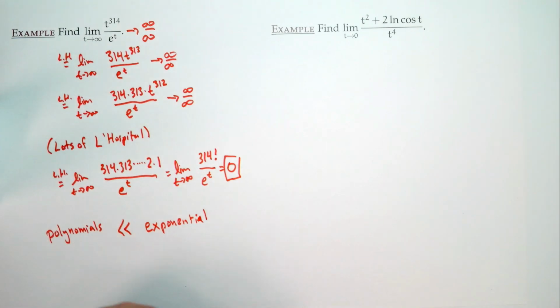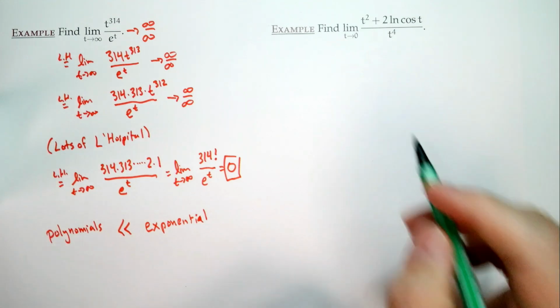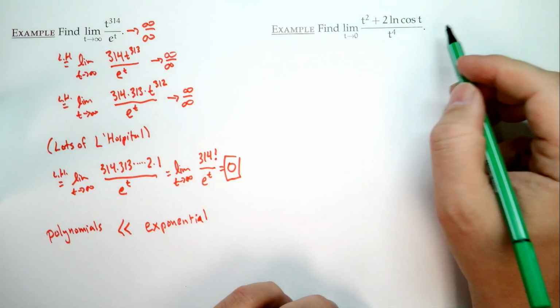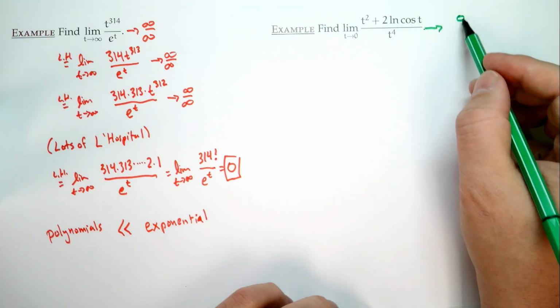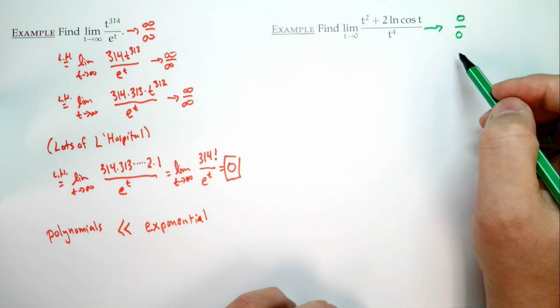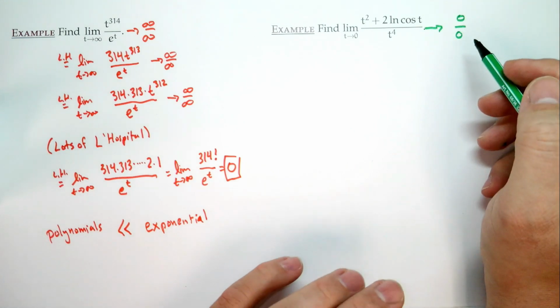One last problem. Find the limit as t goes to 0 of t squared plus 2 log cosine of t, divided by t to the 4th. Well, where does this go? Log of cosine of 0 equals 0. We're going to get 0 upstairs, 0 downstairs. So we can apply L'Hopital.